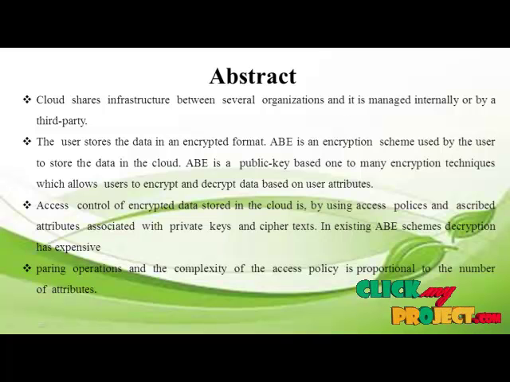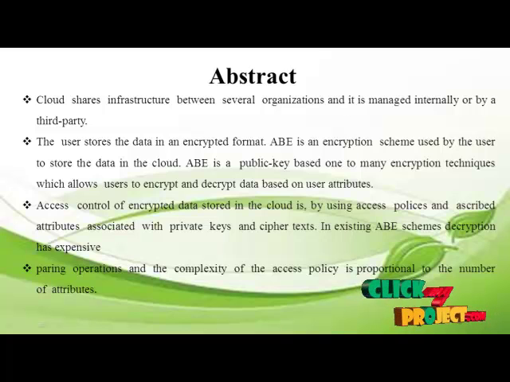Let me see our abstract. A cloud has the infrastructure between several organizations and it is managed internally or by a third party. The user stores the data in the encrypted format. An attribute-based encryption is an encryption scheme used by the user to store the data in the cloud. Attribute-based encryption is a public key-based one-to-many encryption technique which allows users to encrypt and decrypt the data based on user attributes. Access control of encrypted data stored in the cloud is by using access policies and described attributes associated with private keys and ciphertext.